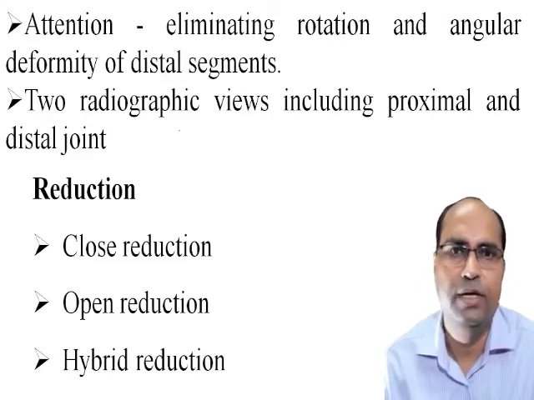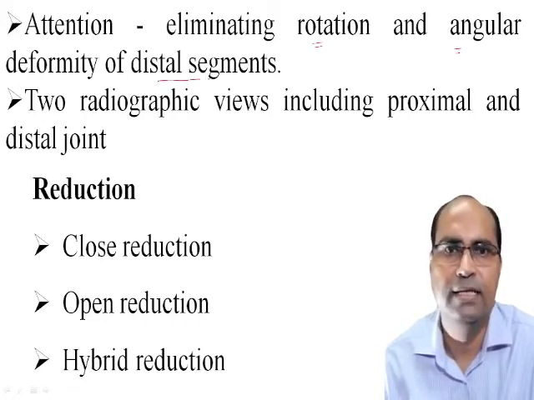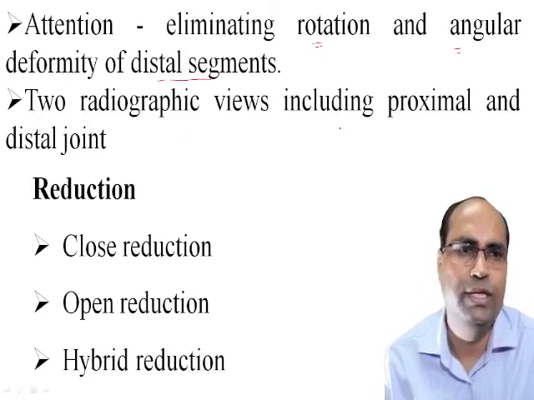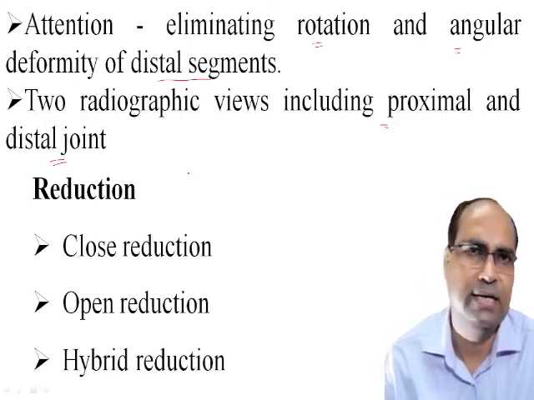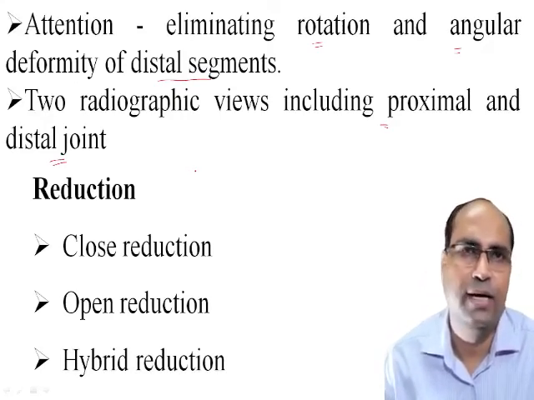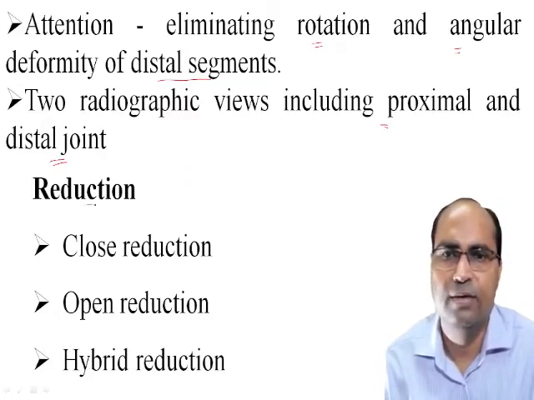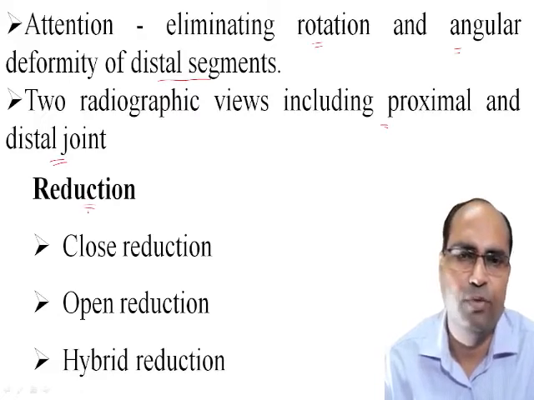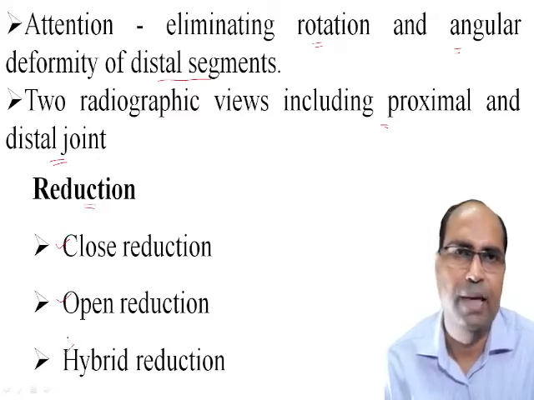Attention should be given to eliminate the rotation and angular deformity of the distal segment. Two radiographic views, including the proximal and distal joint, are essential to ensure the anatomical alignment of the bone. The reduction of the fracture segments can be performed by three ways. First is closed reduction, open reduction, and hybrid reduction.